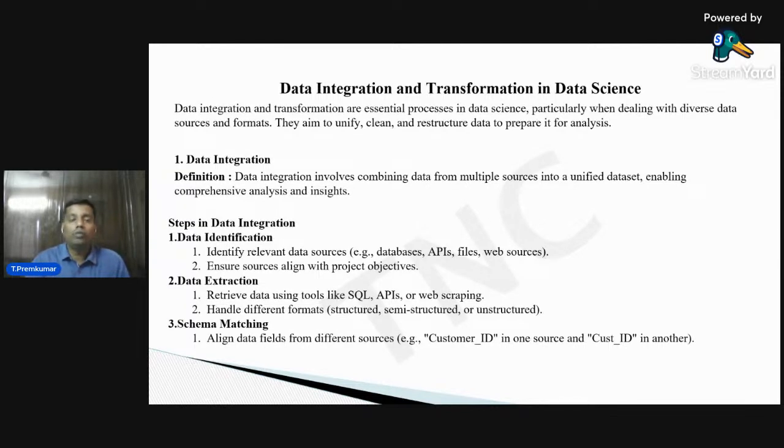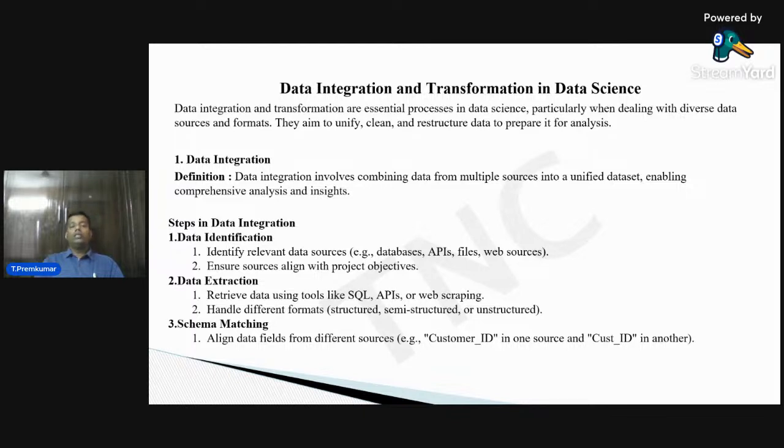And the next topic is data integration and transformations in data science. How the data is going to be integrated and transformed. We have already discussed data collection and pre-processing. With that continuation, we're going to do the integration process, and whatever data has been integrated is going to go for transformation, which particularly deals with diverse data sources and formats.